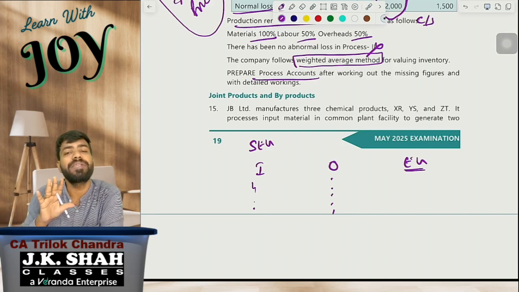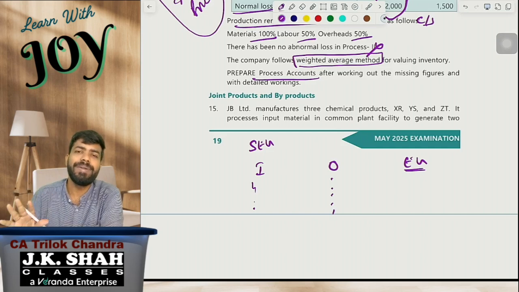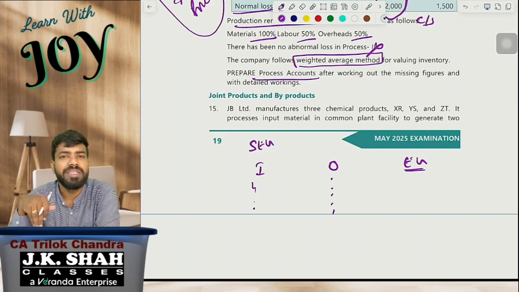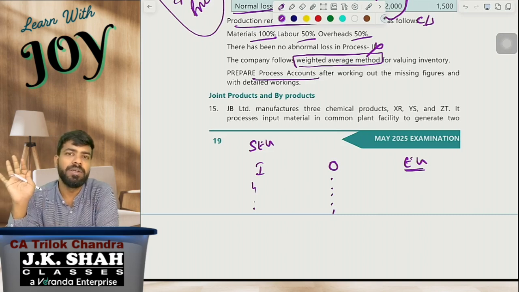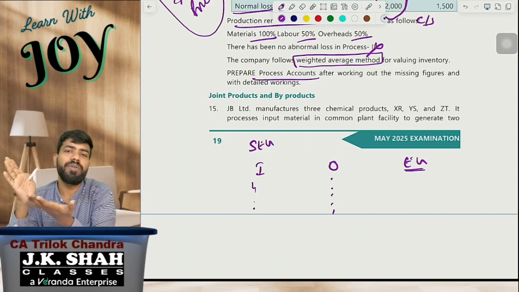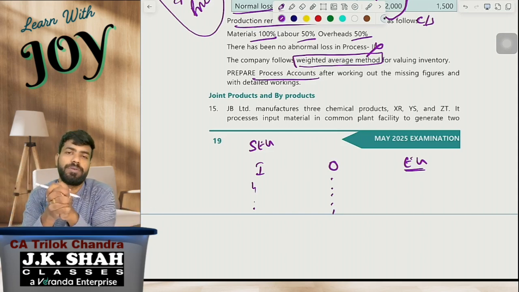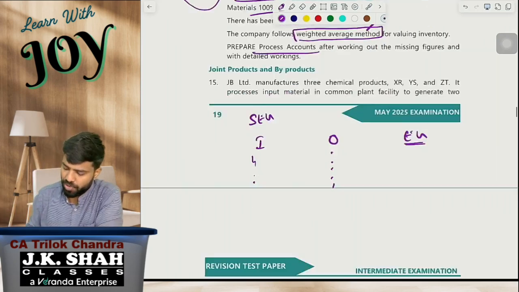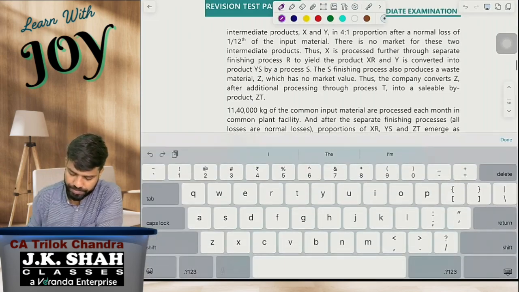Completed means 100% completed. In this case, we are not going to take opening completed, introduced and completed. No need to make the classification because we are following the weighted average method. No need to evaluate opening separately, introduced separately. Because we are following average, on average, we club both, which is called completed units. Are you understanding? Now look at the solution.